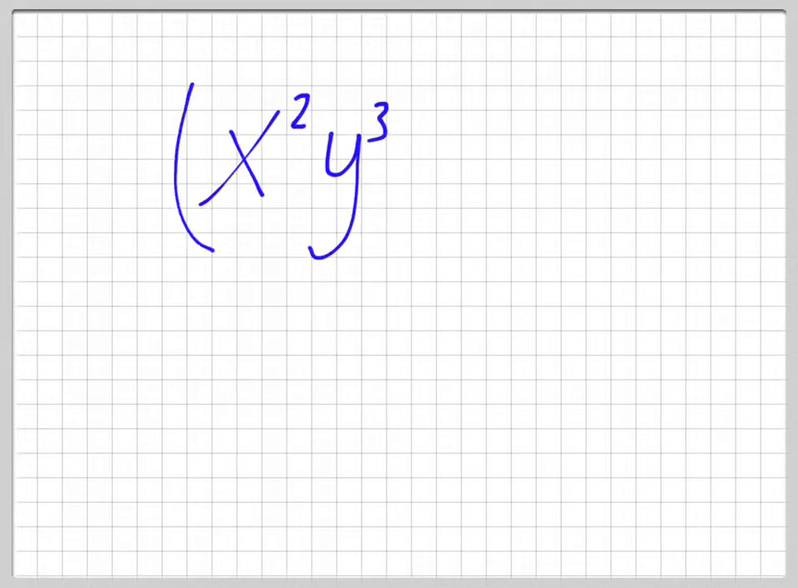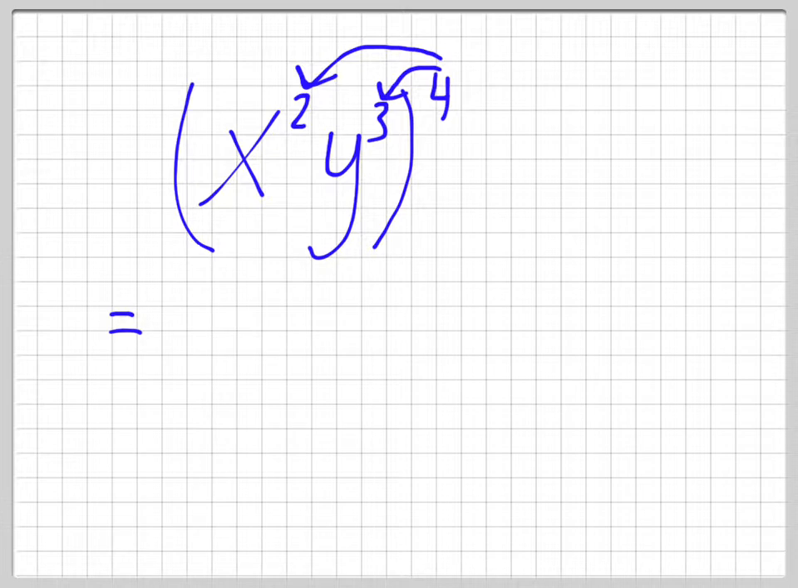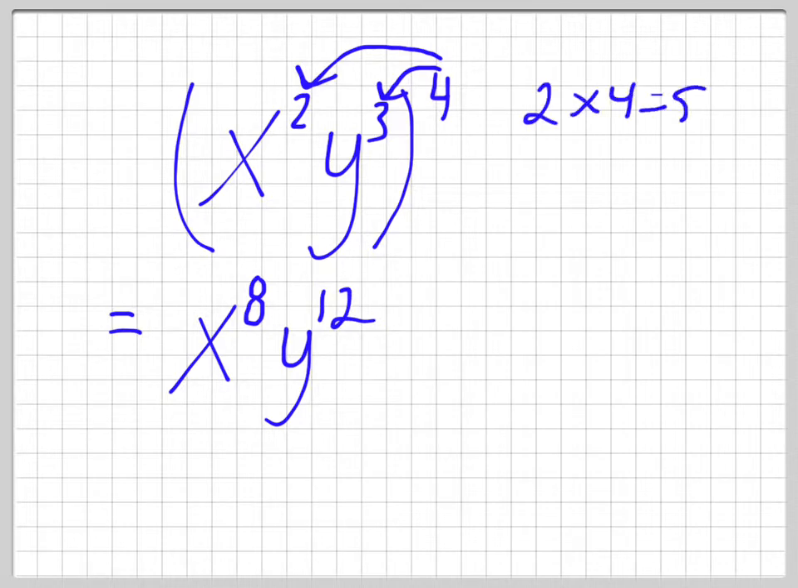Another example, you might have two things inside the bracket. So it might be x squared, y to the 3, and then you might have all that to the 4. So we have to go to each thing. So this has to multiply this exponent, and it has to multiply that exponent. So the idea is that both of these things have to be raised to that 4. So it becomes x to the 8 and y to the 12. 2 times 4 is 8, of course, that's where that comes from, and 3 times 4 is 12.